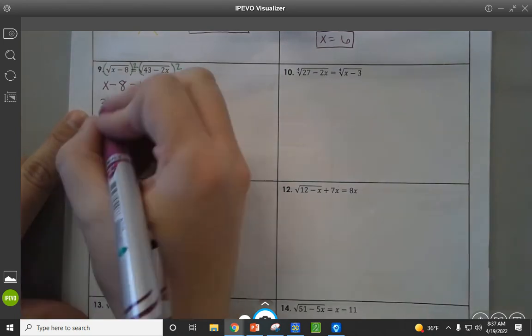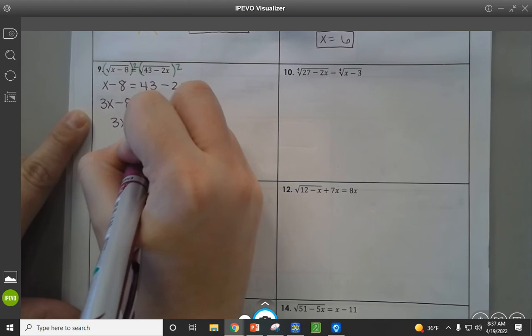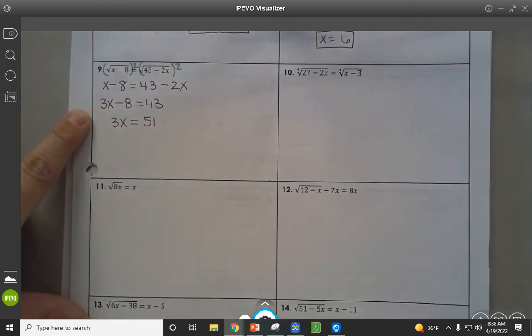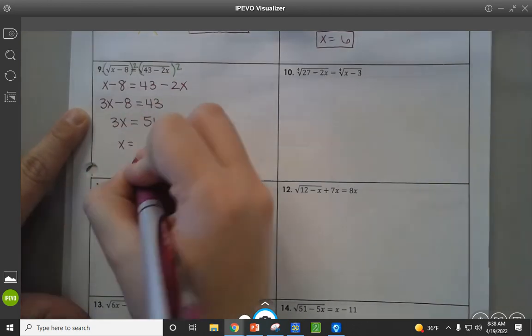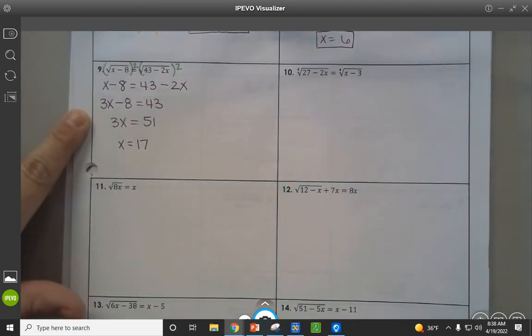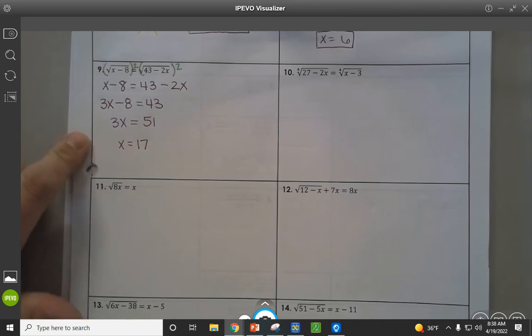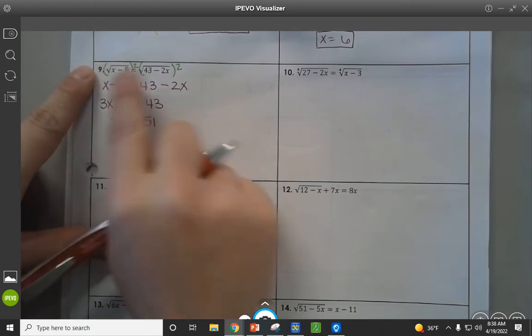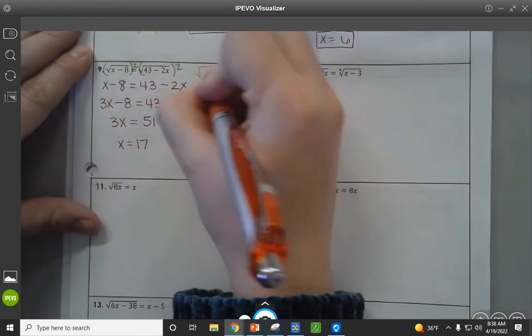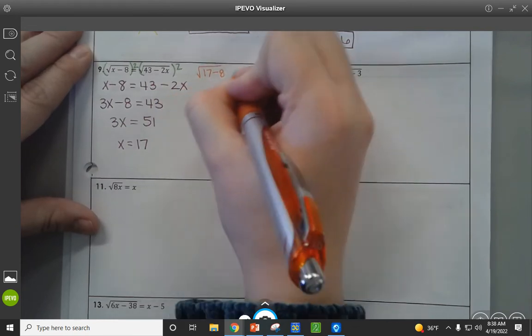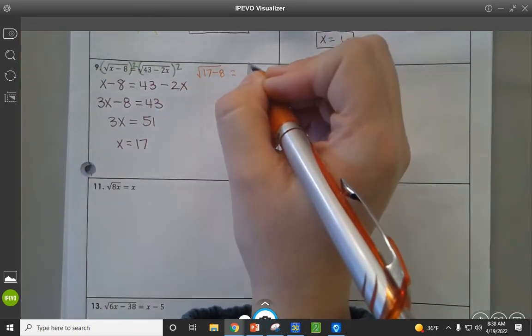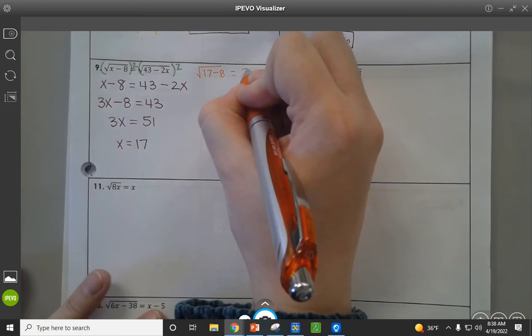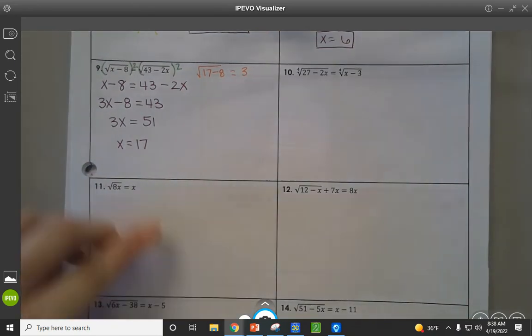We have to double check. So this time I will have to plug in on both sides and see if I get the same answer for each. So if we do the square root of 17 minus 8, you should get 3. And the square root of 43 minus 2 times 17, you should also get 3 on that one. So those two are equal, which means it does work out.